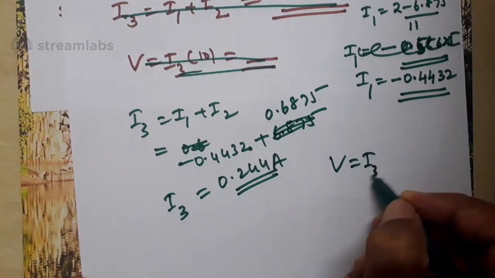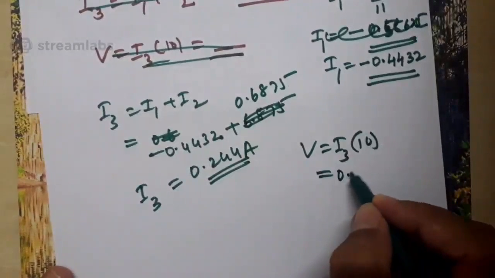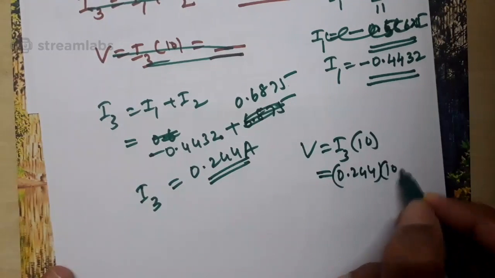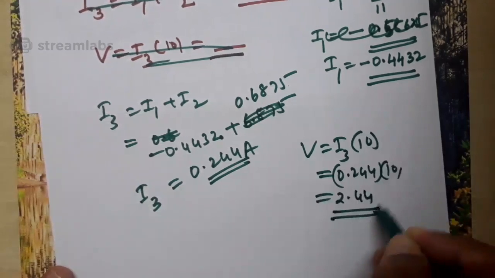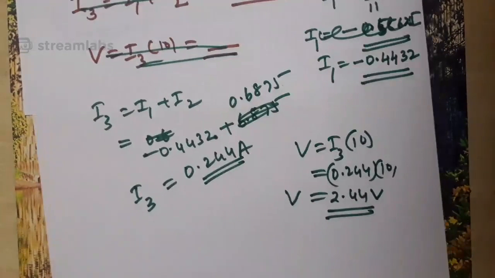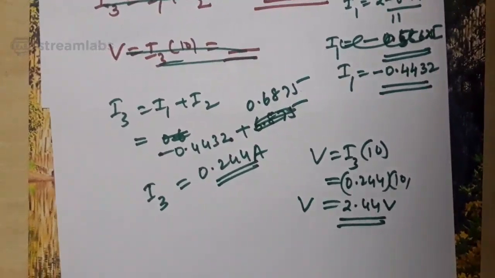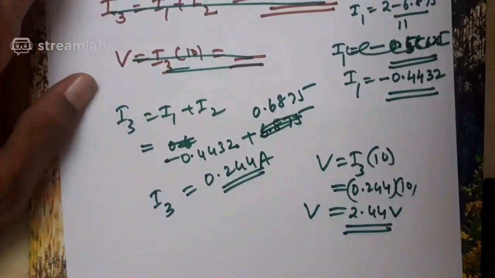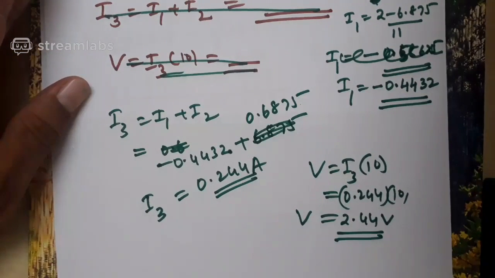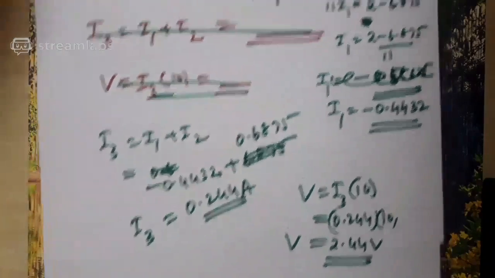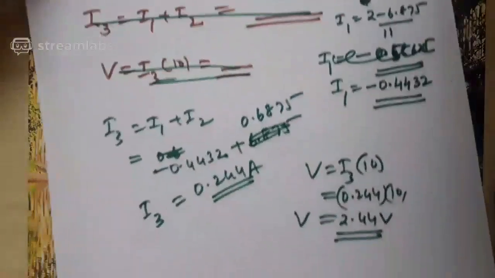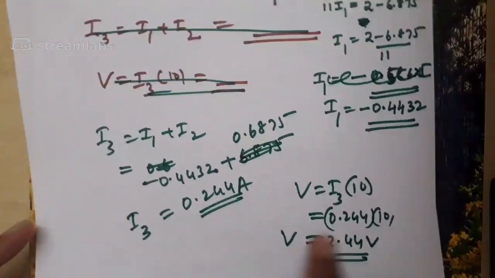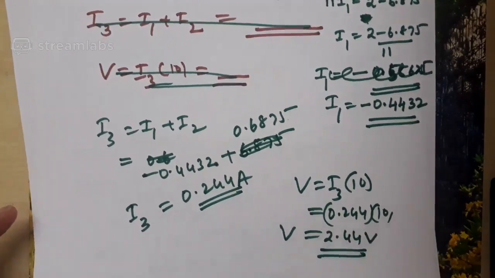Then V is equal to I3 into 10. Surely I3 is 0.244 into 10. That is nothing but 2.44, nearly 2.5 volt. This difference is okay. Copied? So you can complete. Earlier I got 2.5 in that, so here there is a small difference because of the digits I considered at the end. Cross check the answer once if you want. Is it over? Copied? Fine. So this is 2.44 volt, nearly 2.5 volt.